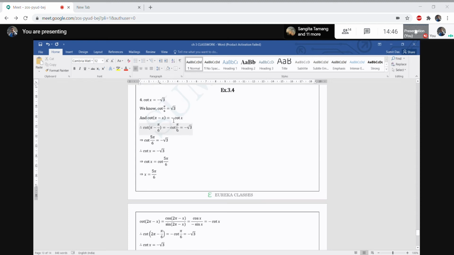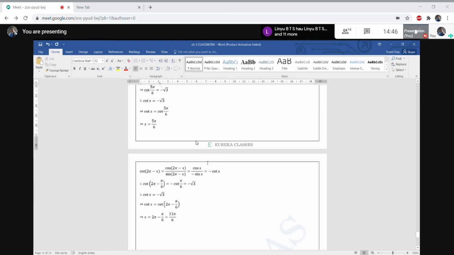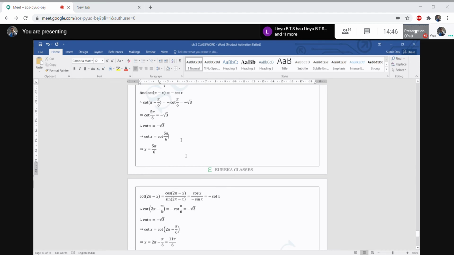So when we got this value, we have to write like this. We just found that cot(5 pi by 6) equals minus root 3. So cot x equals minus root 3, that means you can write cot x equal to cot of 5 pi by 6, so the x value will be 5 pi by 6. Look, here we have to somehow find the value of x. Understood? And here there will always be two values.